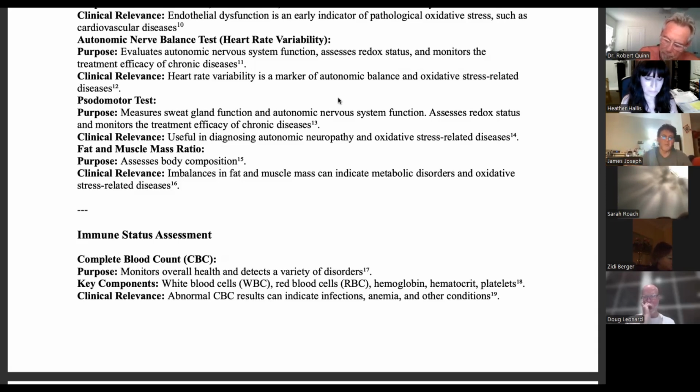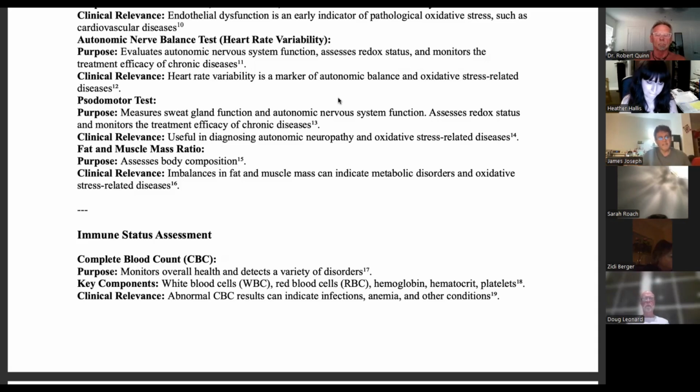So it's a good way to assess not just oxidative stress and the autonomic nervous system, but also you can assess the sympathetic, the C fibers, and you can use it to diagnose neuropathy. So clinical usefulness for pseudomotor is to diagnose autonomic neuropathy, oxidative stress-related disease, plus neuropathy, which is pain neuropathy, or C fibers neuropathy. So the pain doctors can use it as a way to assess pain neuropathy.